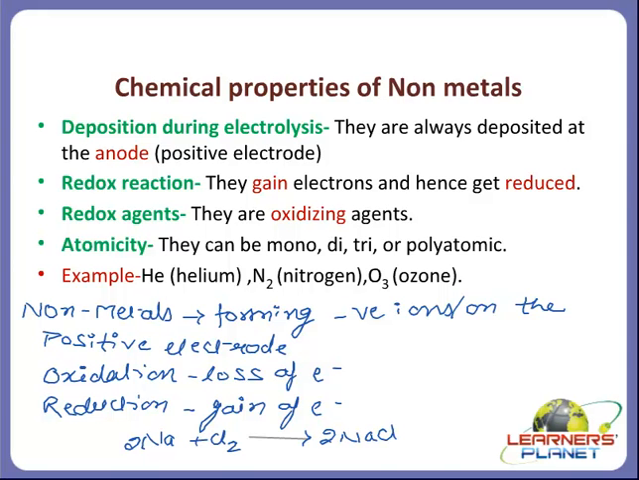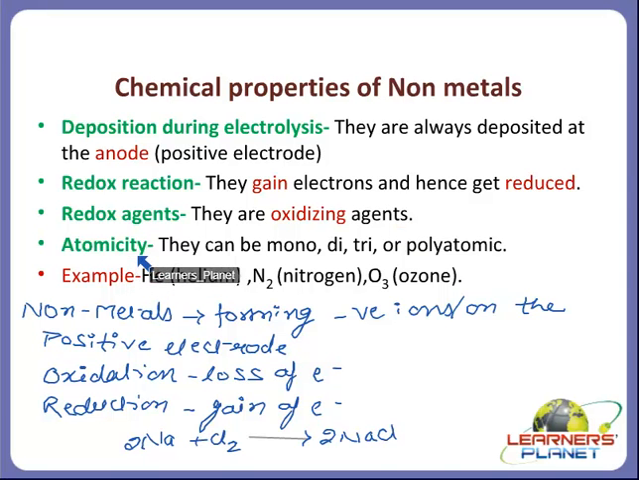What is it doing? The electrons are transferred from sodium to chlorine, and this chlorine is accepting the electron. It means from where the electron has been lost? From sodium. Which is oxidized? Sodium. Which has gained electrons? Chlorine, which is reduced. So what are these serving as? These are serving as oxidizing agents.